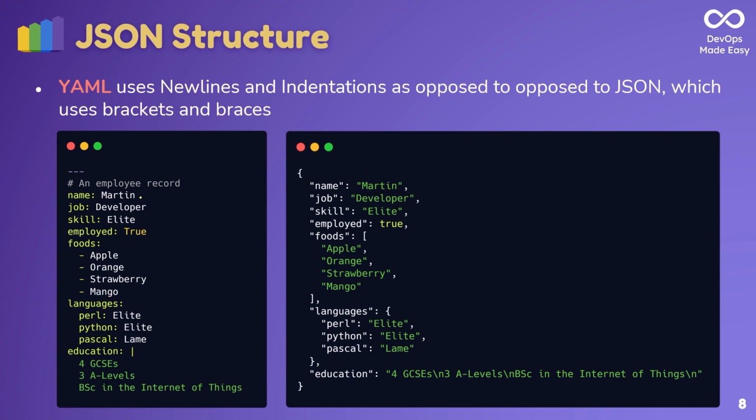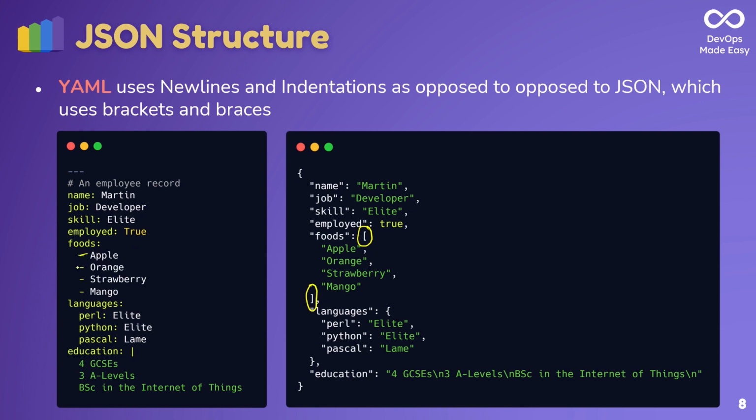Here there is no need of using commas to mark the end of a field in YAML, since the new line indicates the start of the new field. But in JSON, a comma indicates the start of the new field. Here job developer, the same thing we mentioned, skills, elite, employed, true. Foods over here is a key. For mentioning the list, the hyphens indicate the list. So for foods as the key, apple, orange, strawberry, mango becomes a list of values. In JSON the list should be indicated with square brackets.